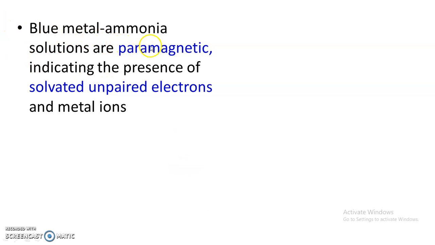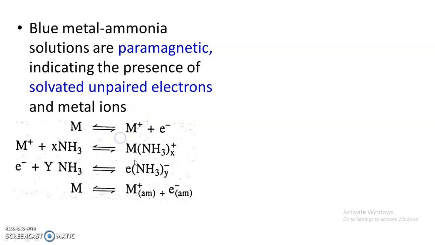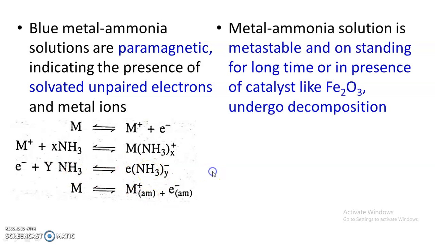Now, the blue metal ammonia solution is paramagnetic, indicating the presence of solvated unpaired electrons and metal ions. These are the solvation reactions. Metal gives cation plus electron. The metal ion is solvated with ammonia. The electron is also solvated with ammonia. Because of this solvated electron, there is a blue color.